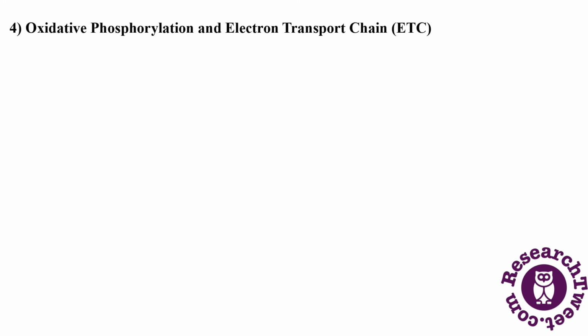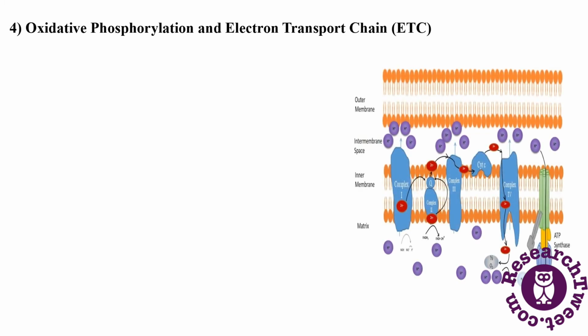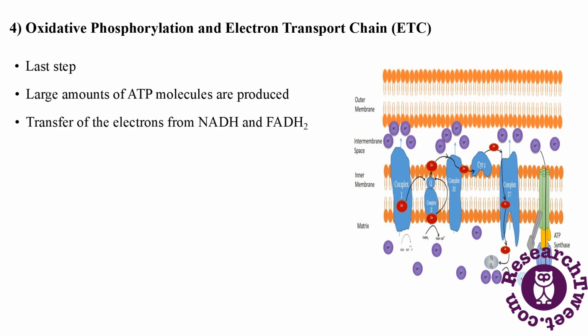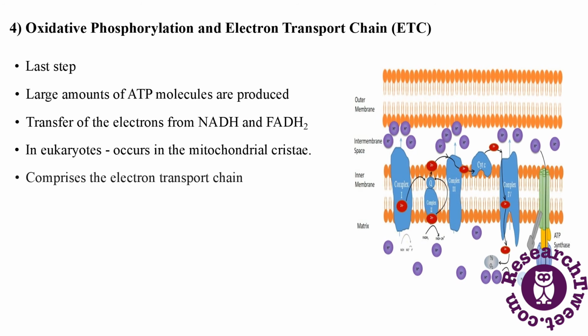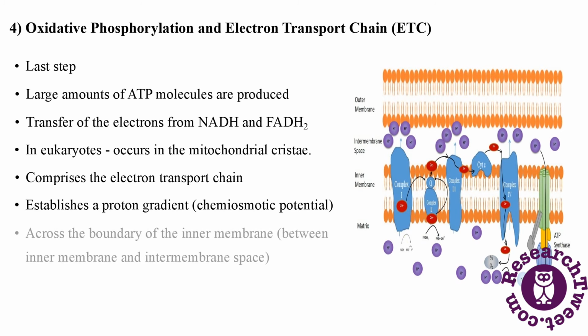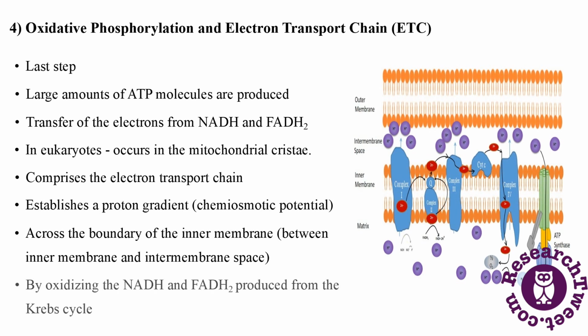Oxidative phosphorylation involving the electron transport chain, ETC. This is the last step in aerobic respiration. In this phase, a large amount of ATP molecules are produced by the transfer of electrons from NADH and FADH2. In eukaryotes, oxidative phosphorylation occurs in the mitochondrial cristae. It comprises the electron transport chain that establishes a proton gradient, chemiosmotic potential, across the boundary of the inner membrane, precisely between inner membrane and intermembrane space, by oxidizing the NADH produced from the Krebs cycle.